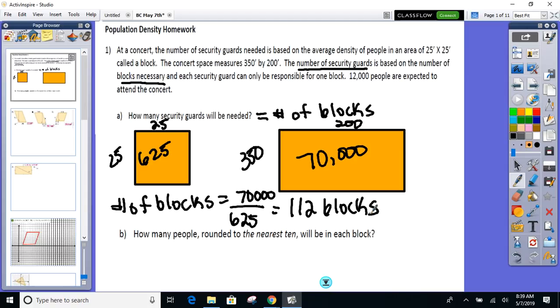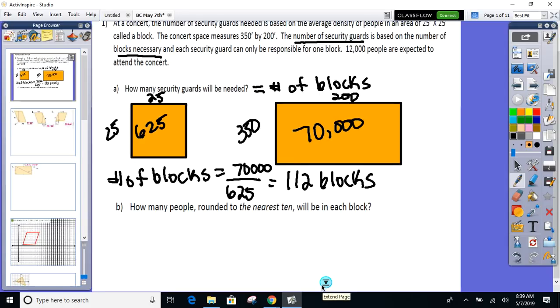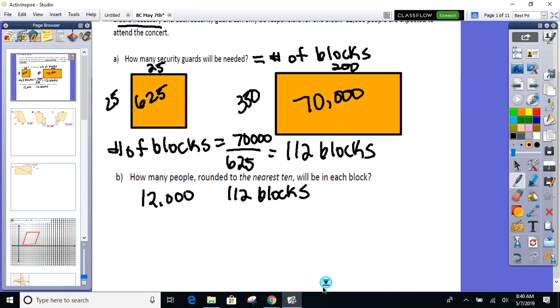Not bad. And then part B, how many people are going to be in each block? All right, well, how many people go to the concert? 12,000 people at the concert. I have 112 blocks. How can I find out how many I can fit in each? 12,000 divided by 112. But notice the directions. I don't know if anybody got thrown off here.